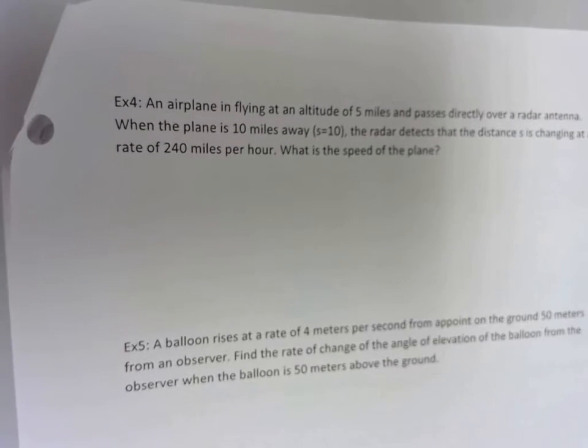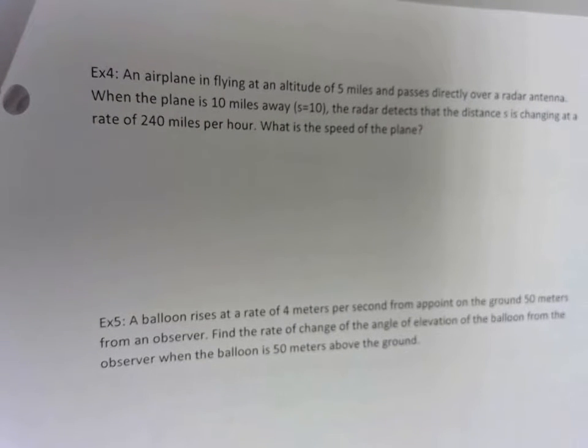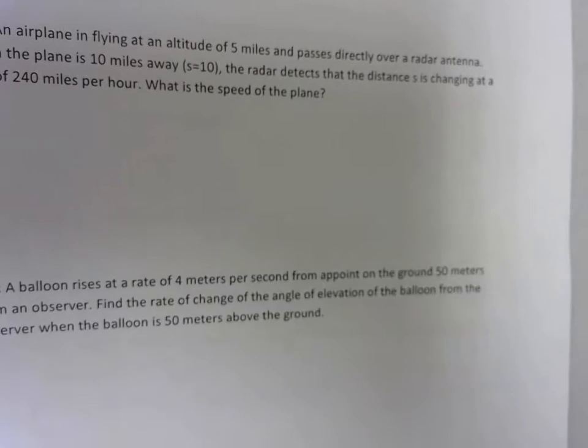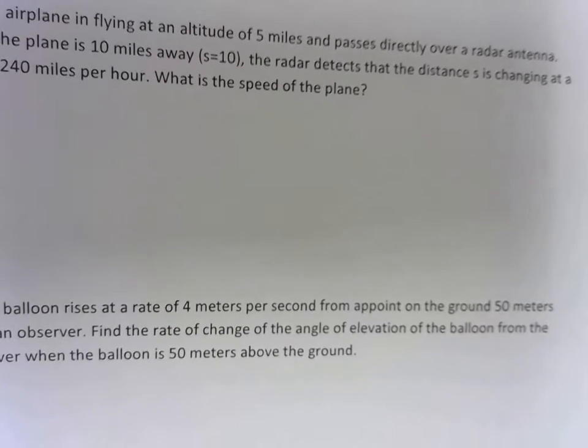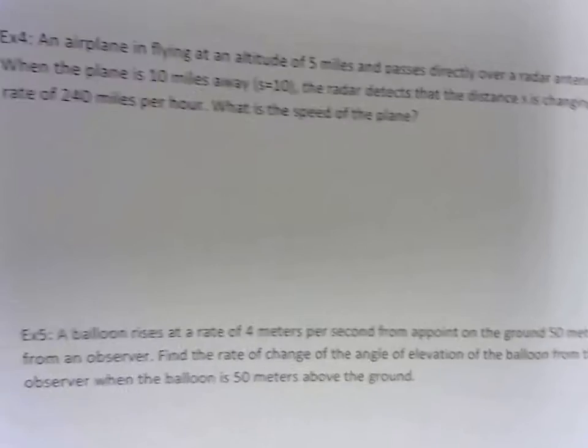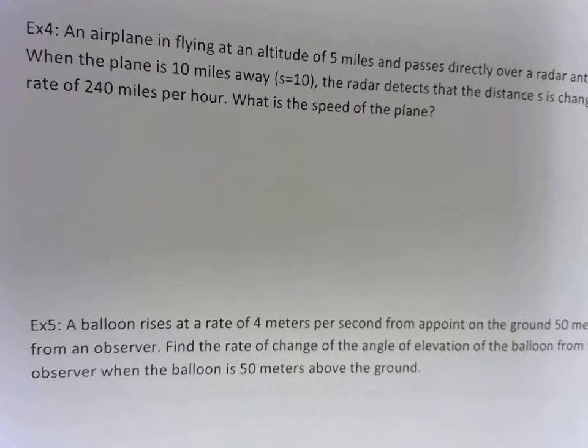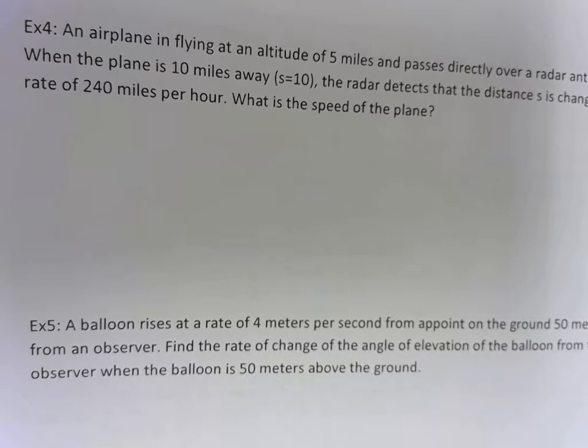An airplane is flying at an altitude of 5 miles and passes directly over a radar antenna. When the plane is 10 miles away, s equals 10, the radar detects that the distance is changing at a rate of 240 miles per hour. What is the speed of the plane? Okay, this one is more complicated. It's harder to kind of think about. We're not just talking about a shape, a sphere, or a circle.